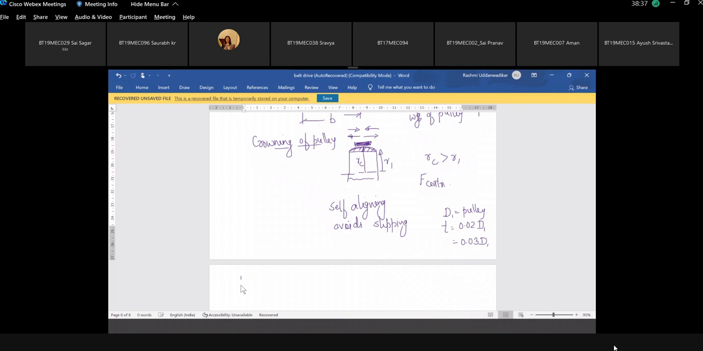So look at the problem definition. It could be as small as: 10 kilowatt power is to be transmitted from a 1440 RPM motor to a 400 RPM line shaft. Design the belt drive.